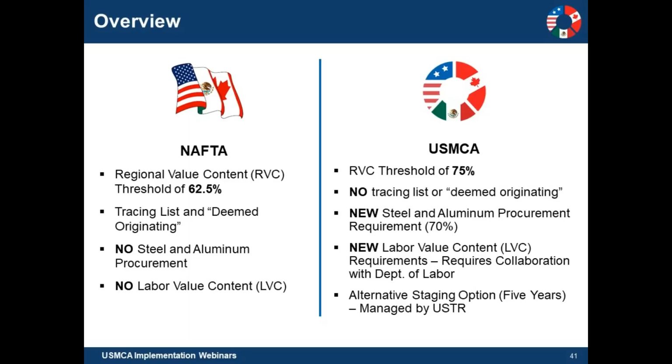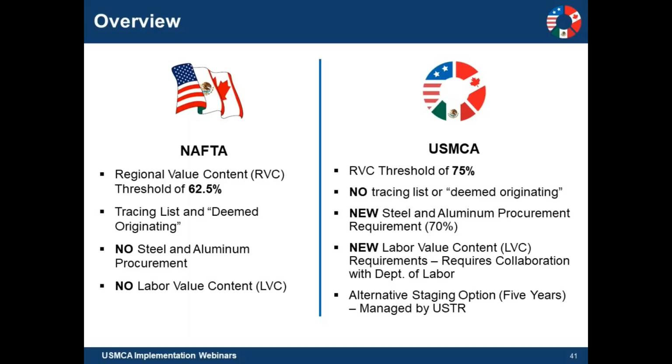Under the North American Free Trade Agreement, in general, regional value content for automotive goods had a threshold of 62.5%. Automotive goods also featured a tracing list and the concept of deemed originating. Automotive goods under NAFTA had no steel and aluminum procurement requirements and no labor value content requirement.